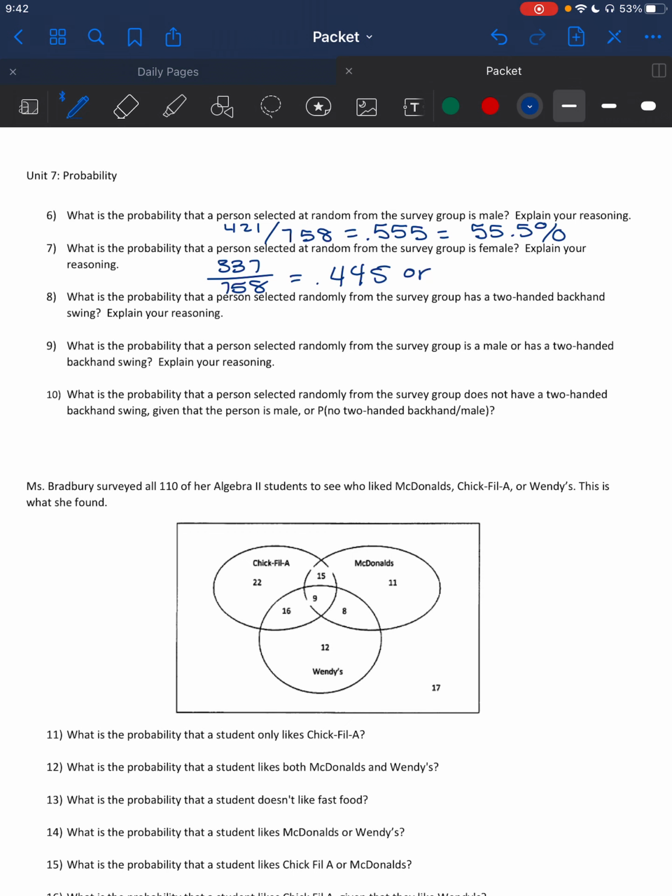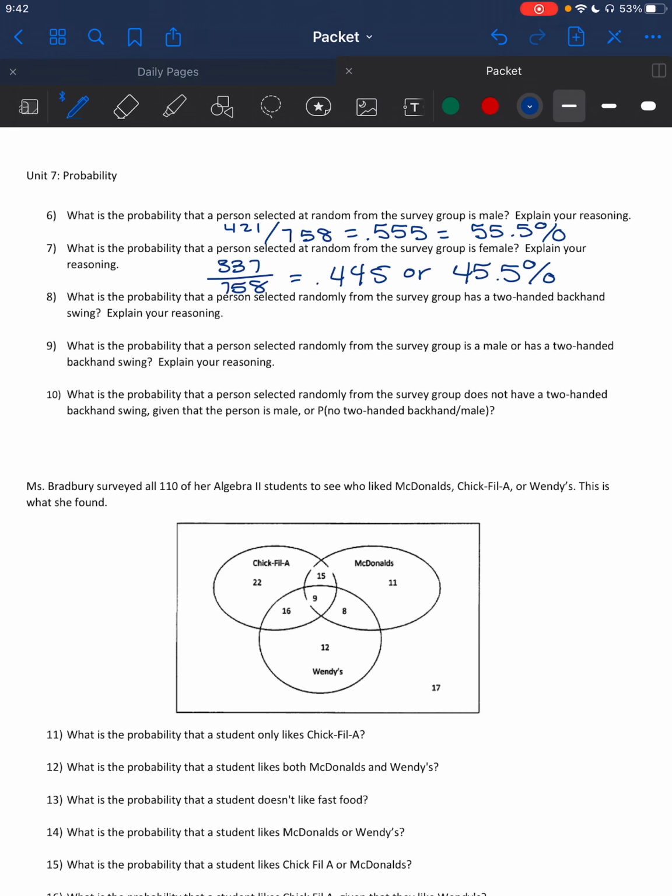Probably most of you are thinking, couldn't you just take 100 and subtract off 55.5? Yes, you could, but if you messed that up originally, then you would mess up the next question. So you probably need to set up the fraction in order to get your answer correct.